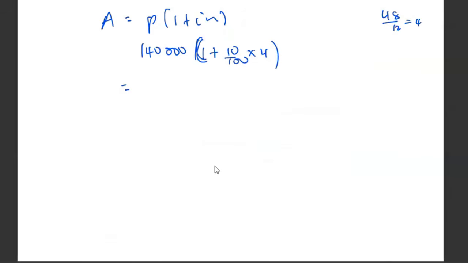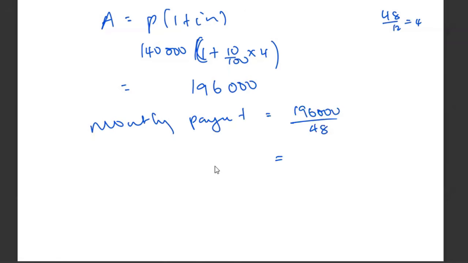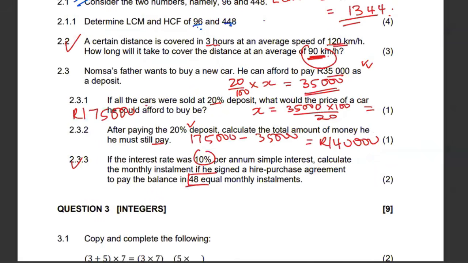So 140,000 into 1 plus 10%, and then times 4. That is going to be 196,000. So for us to get the monthly payment, you're going to get the 196,000 divided by 48. Okay, and then this gives us 4083.33. So 4,083.33 rands for every month. All right, that is question number 2.